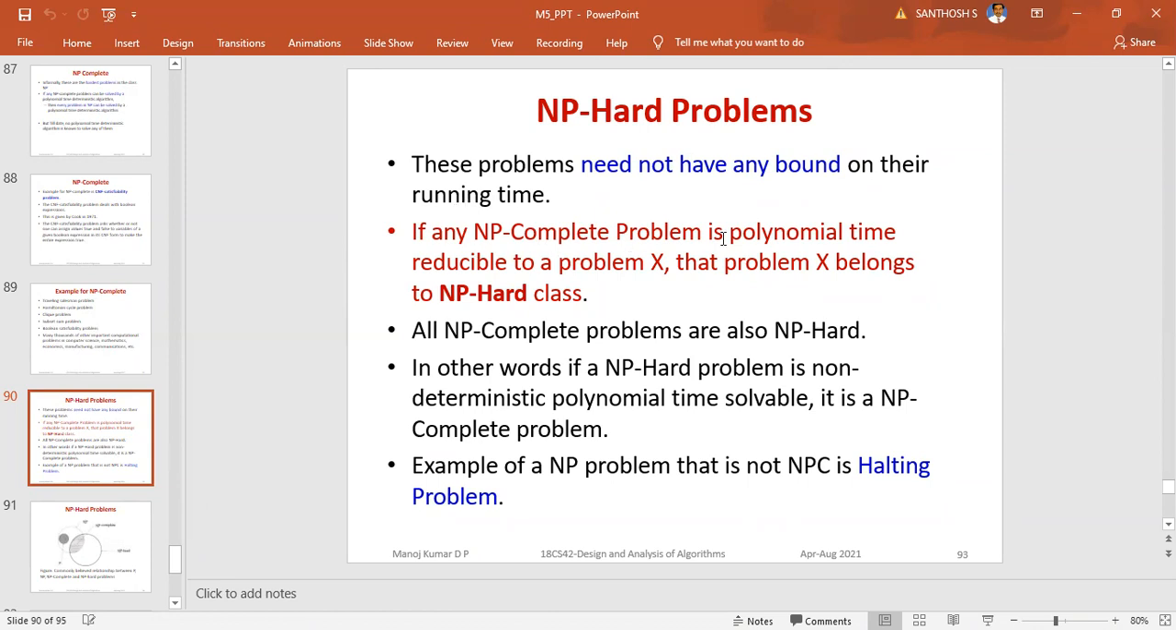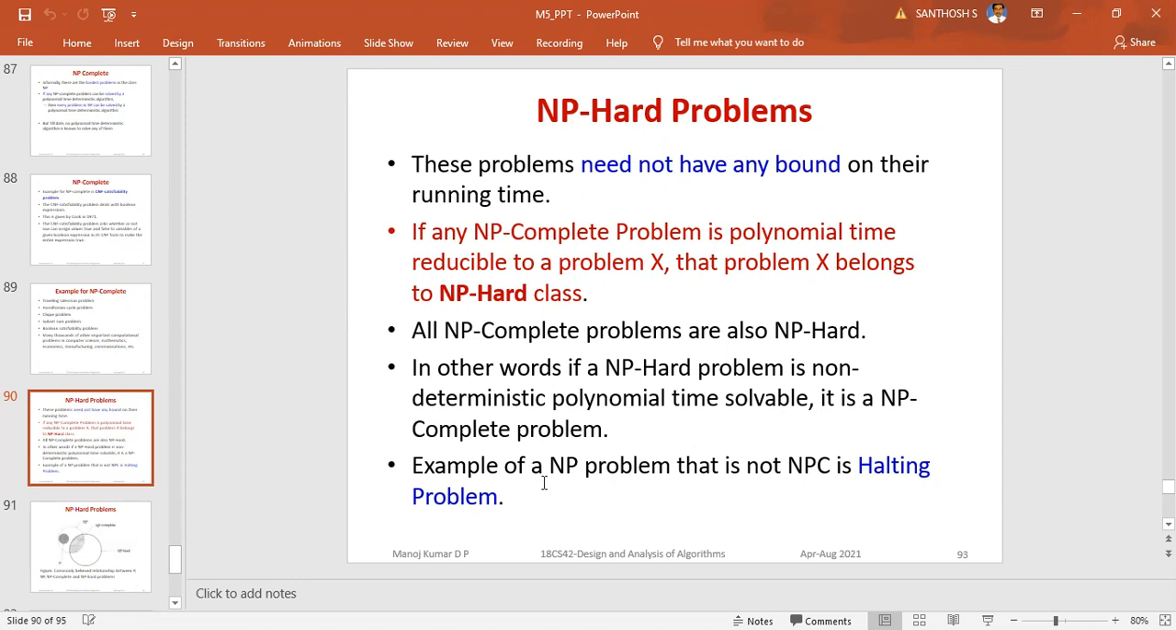If any NP complete problem is polynomial time reducible to problem X, then that problem X belongs to the NP hard class. All NP complete problems are also NP hard. In other words, if an NP hard problem is non-deterministic polynomial time solvable, it is an NP complete problem. An example of an NP problem that is not NP complete follows.